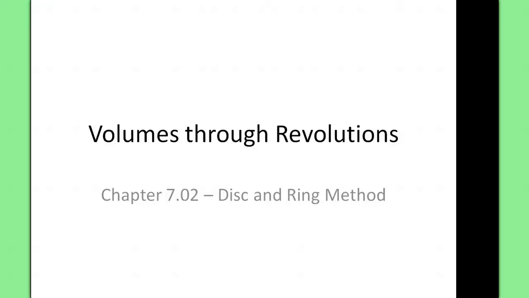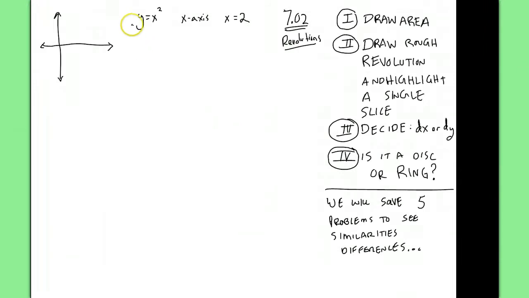We're going to be looking at finding volumes through revolutions. So first up, we're going to start with a bound region, and we're going to talk about how to approach these problems, but then we're also going to solve basically 5 problems using the same area. So let's start off by making sure we have this area set up right.